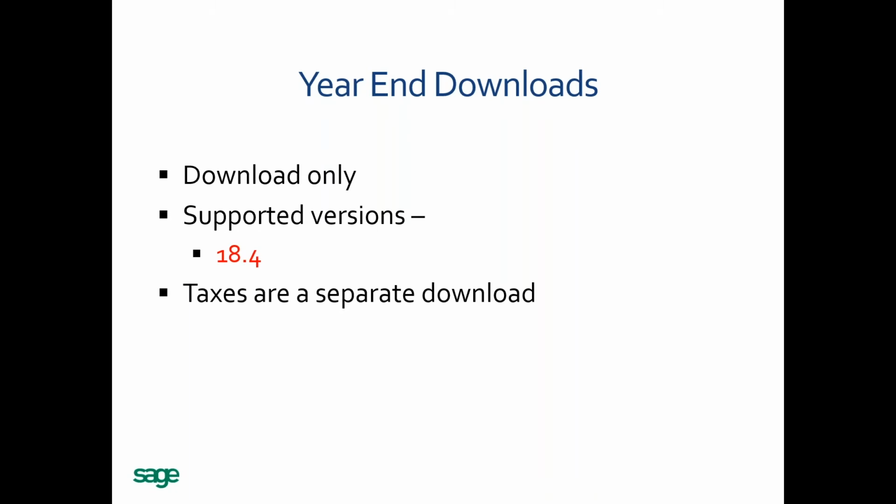The year-end software. We're only going to be receiving one version of a year-end update, and that's for version 18, and it will actually be called version 18.4. That will be a full version of the software, not including the taxes. Taxes are done in a separate download. So you need to be watching for communication from Sage. They will let you know when 18.4 is available for download. They'll also let you know when taxes are available, the tax changes for 2020.